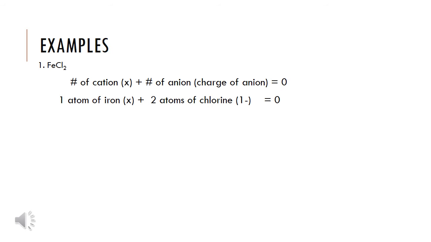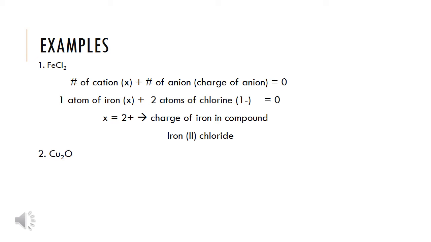So there's 1 atom of iron, which you can see because it's just written as Fe, times X because we're trying to figure out its charge, plus 2 atoms of chlorine, shown by the 2 in the subscript position, times the charge of chlorine, which is 1 minus, and that has to equal 0. So 1x plus negative 2 equals 0. So X is going to equal 2 plus. That's the charge of the iron in the compound, so we would write this as iron 2 chloride.